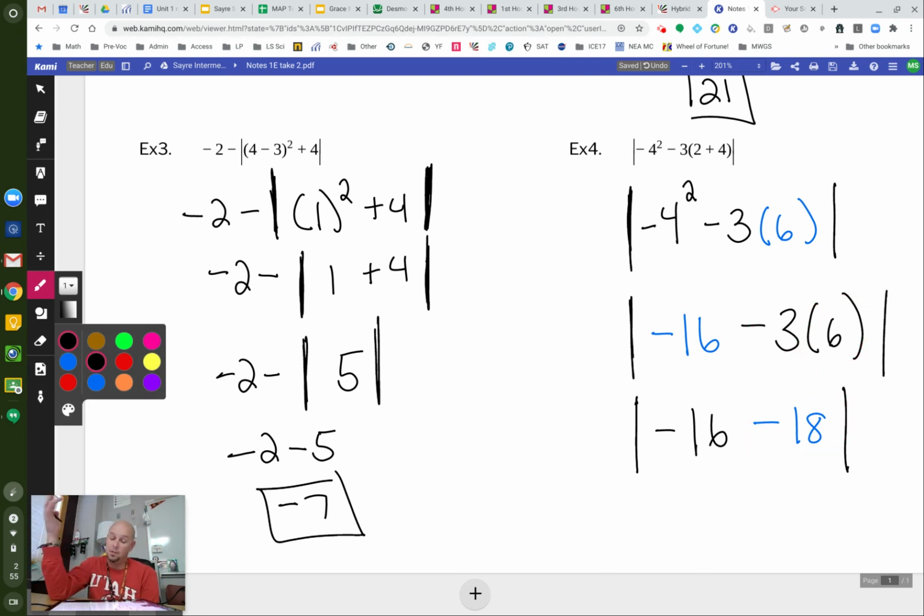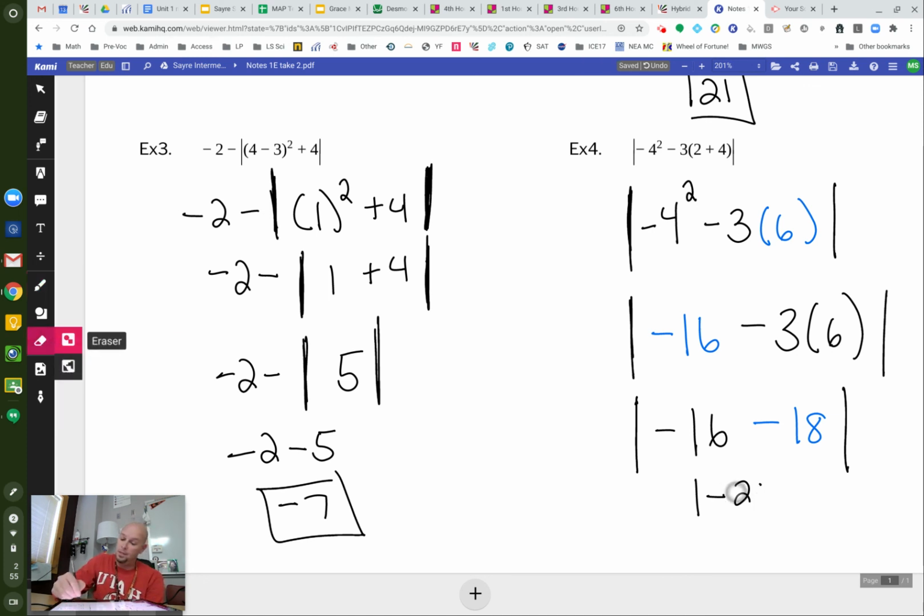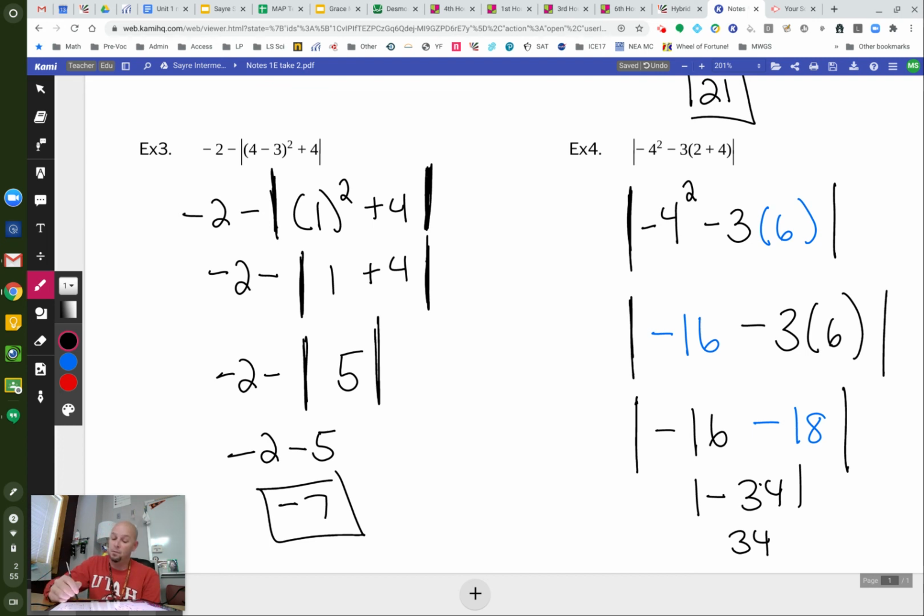Now I'm going to combine those because subtraction's last, and I'm going to get the absolute value of negative 24, or 34, if I could add, not like I'm a math teacher or anything. Negative 34, and then the absolute value of negative 34 is 34 spaces away from 0, and that is my answer.